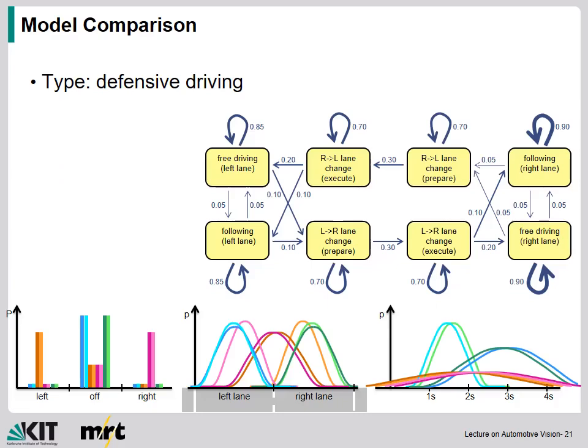And this expresses that such a kind of driver is more careful and therefore keeps larger time gaps to vehicles ahead. We might also change the probabilities of the state transition model. For instance, a careful or defensive driver tends to drive more on the right lane than on the left lane. And that means we could, for instance, reduce the probability to stay in the states that model driving on the left lane, and increase the probability to make a lane change back to the right lane.